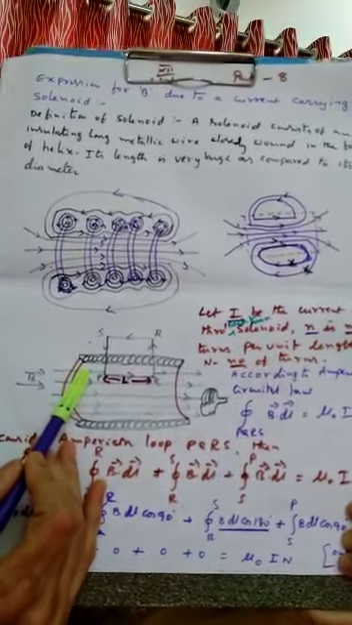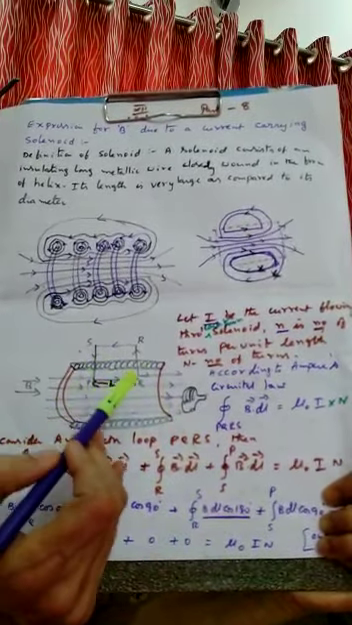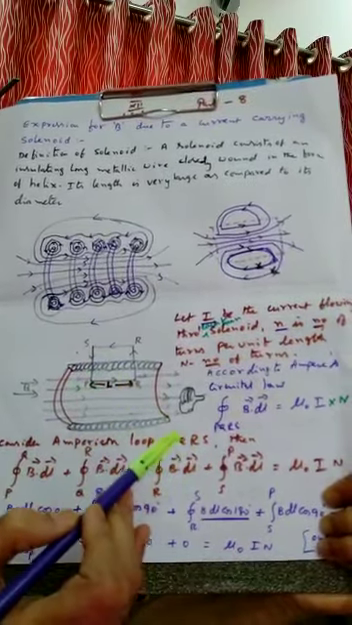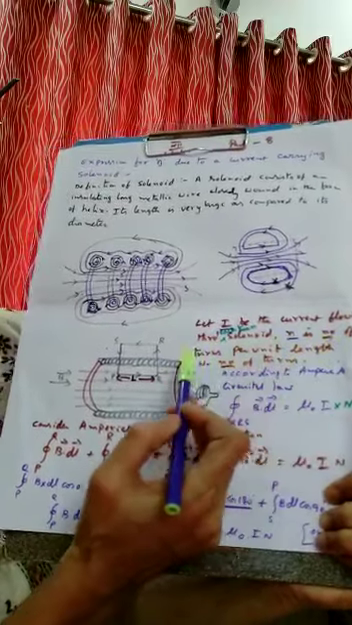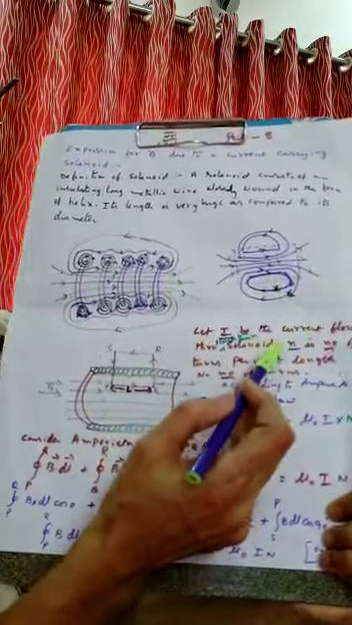Let the total number of turns in the solenoid be capital N. Small n is the number of turns per unit length of the solenoid, and capital N is the total number of turns.